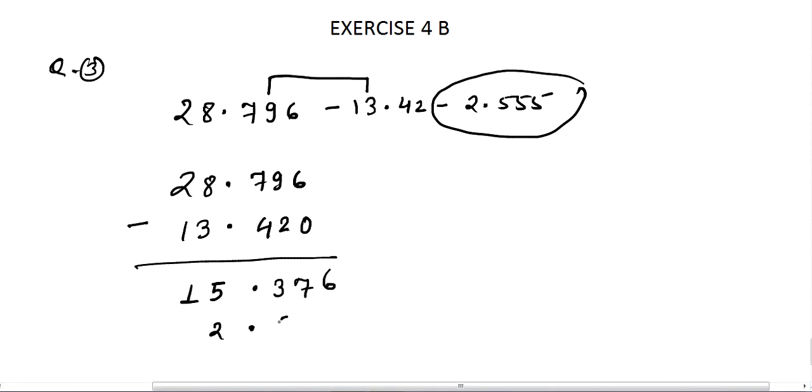So 2.555. So 6 minus 5, 1. 7 minus 5, 2. This is not possible, so we have to take something. So from this 1. So this will become 13. 13 minus 5, 8. This will be 4. 4 minus 2, 2. This is 1. So 12.821 is your required answer. So all the questions are same from this exercise. Sorry, this question number 3. One more question which I want to solve.